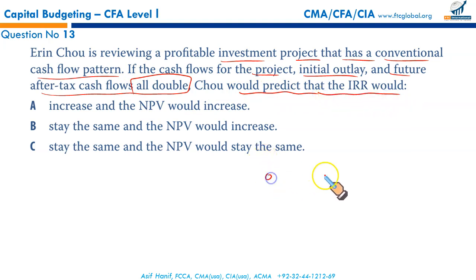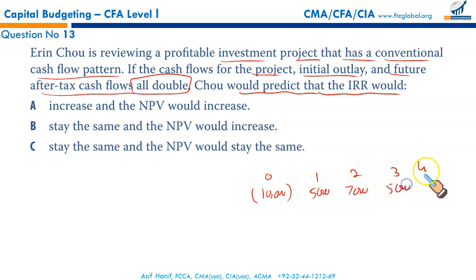Now interesting, let's say it's a 4 years project requiring $10,000 initial investment. Let's assume 5,000 inflow in year 1, 7,000 in year 2, 5,000 in year 3, and let's say 15,000 in year 4. Okay, now what happens? All the cash flows are doubled. Your initial investment gets doubled. Your inflows get doubled as well: 14K and this 10K and then finally 30K. How would it affect your NPV and IRR? It's an interesting question.